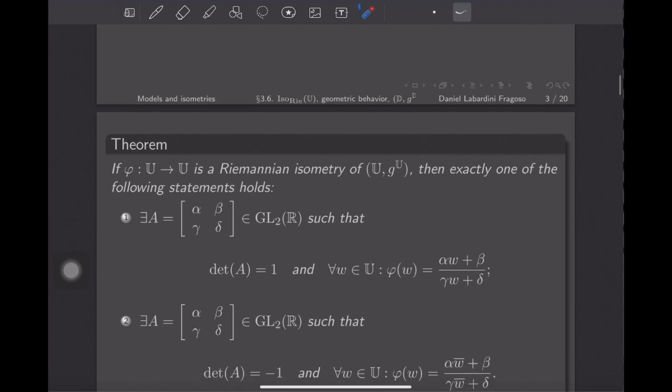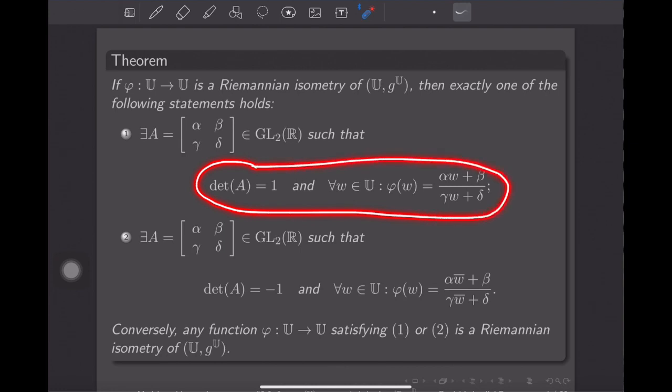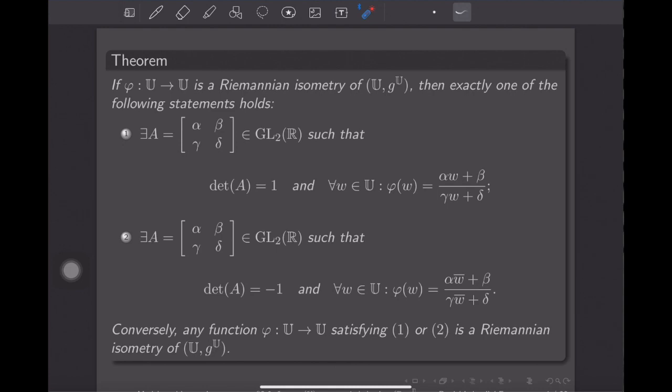So let me start by recalling that in the last lecture we obtained an explicit formula for arbitrary Riemannian isometries of the upper half plane. Namely, we saw that an arbitrary Riemannian isometry is either an element of PSL2R, so that it's given as a Mobius transformation associated to a real 2x2 matrix of determinant 1, with the correspondence rule given by Mobius' famous formula, or it is given by some sort of modified Mobius formula for a matrix of determinant -1.